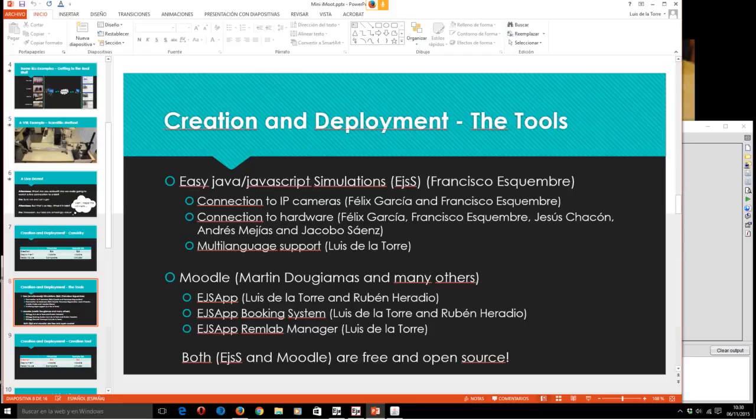And then we have the plugins to deploy all the applications created with EJSS in this LMS. The basic one, the core one, is called EJS App. That one was developed by me and a colleague named Ruben Eradio. Then we have the EJS App Booking System to manage the connection of our students in an ordered way to the remote labs. We have the EJS App Rem Lab Manager, which I will show you in a few minutes. And there are also three more plugins.